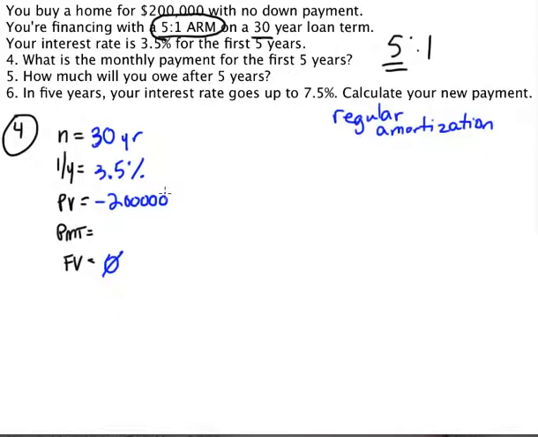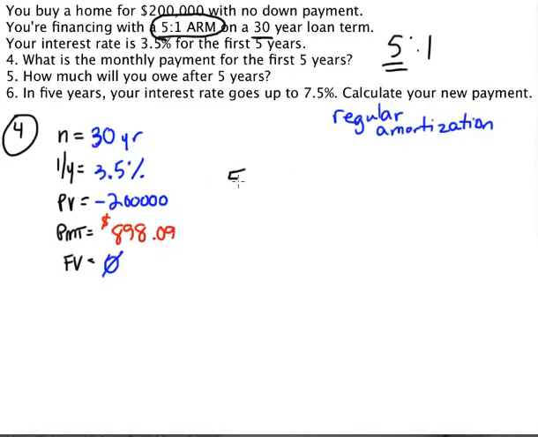So we're going to calculate that. I'm going to put it into my calculator right now. 30 years, 2nd N, 360, 3.5, hit the I/Y button, $200,000, make it negative, punch it in for present value, and 0 for future value. Then hit the compute button and hit payment, and you get a payment of $898.09. That is your monthly payment for the first 5 years. So we've answered question number 4.